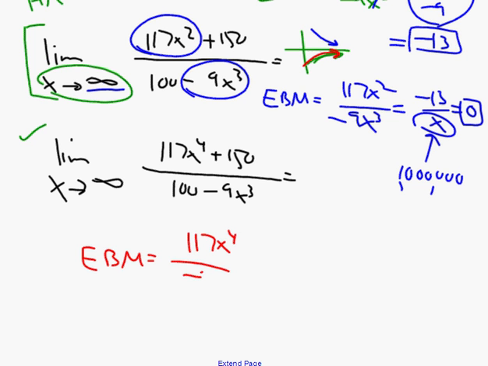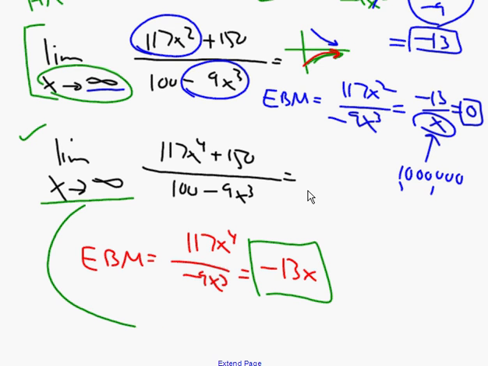117x to the fourth over negative 9x cubed reduces to negative 13x. Okay. So what you'll notice is, again, I have an x in my end behavior model. So now I've got to do a little bit of thinking again. If x gets really big, if I plug really big numbers in here, the question is, what kind of numbers do I get back? Well, negative 13 times a huge positive number is basically going to be negative infinity. It's going to become more and more negative.